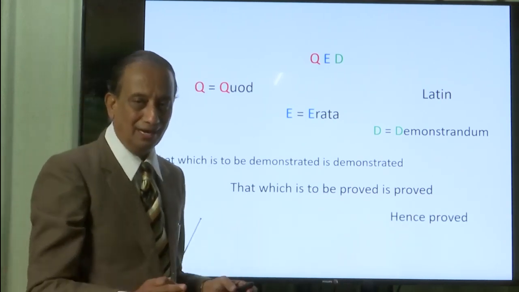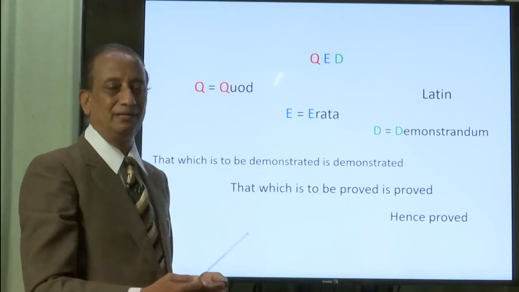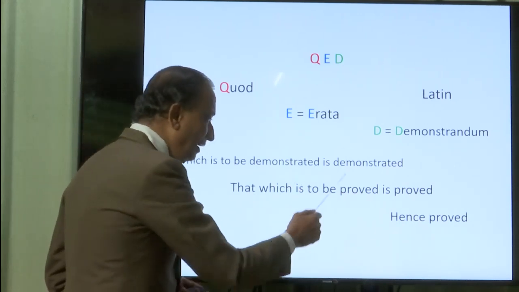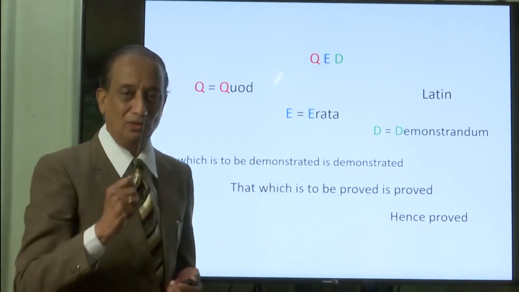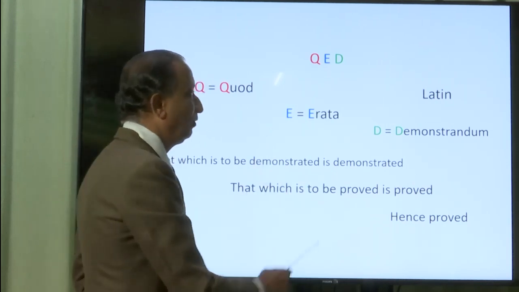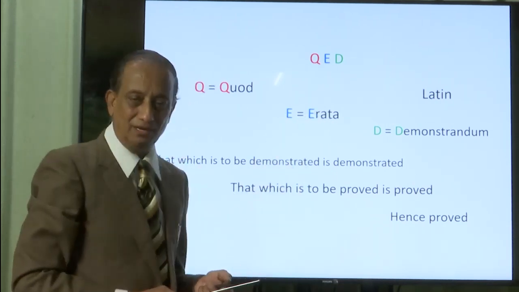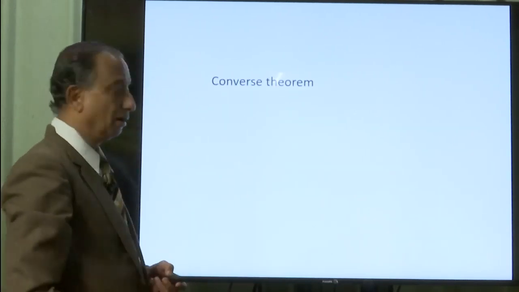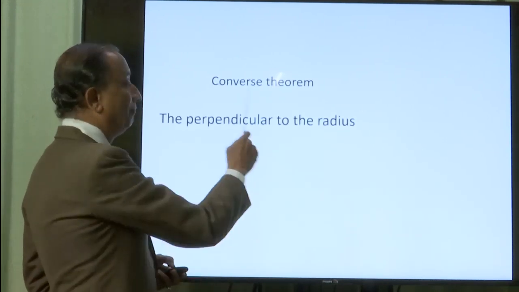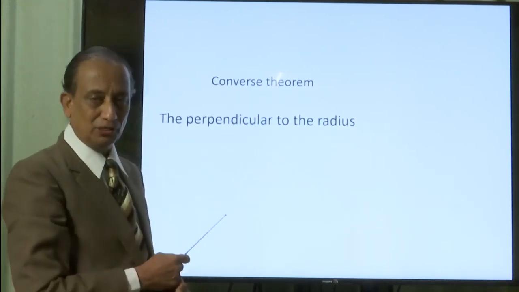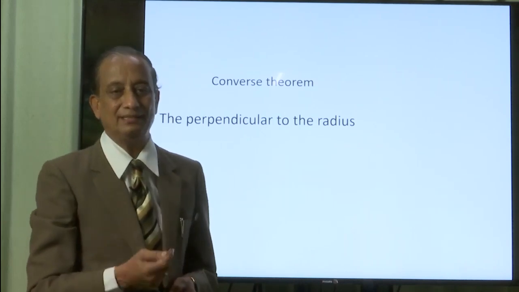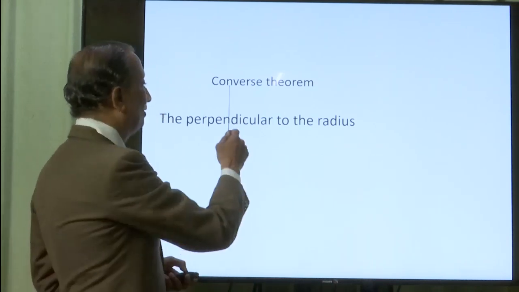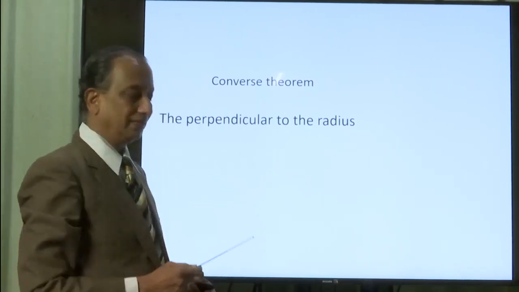So if you think that whatever proof we have written is really scientific, is quite logical, if you are confident only, please write the word QED, otherwise it is not at all a problem. Now the converse of the theorem: whatever we have just now understood, the radius and the tangent theorem, let us try to understand the converse to that theorem.